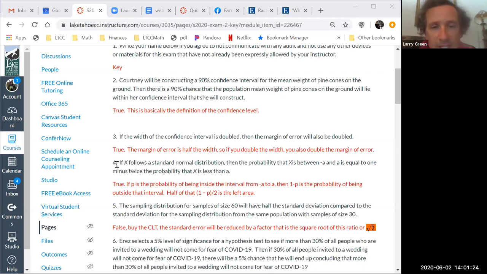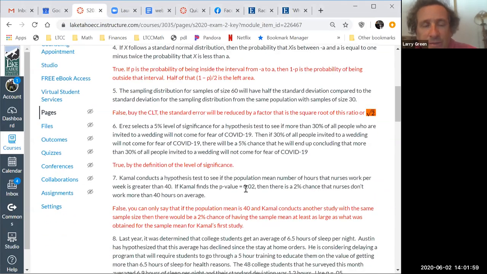Okay, number 4 is if x follows a standard normal distribution, then the probability that x is between negative a and a is equal to 1 minus twice the probability that x is less than a. This is also true. It helps if you draw the picture, but that's how you actually compute it: you look at negative a to a, and you say outside of that is 1 minus that probability, and then you divide by 2 to get the left-hand side. We've talked about it before.